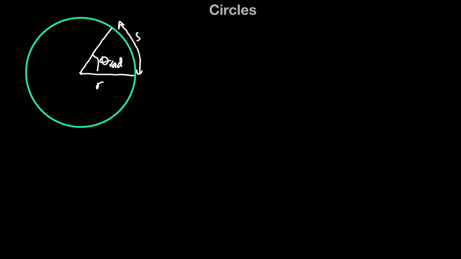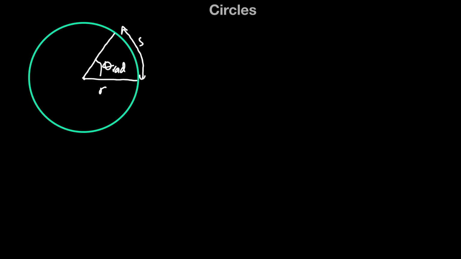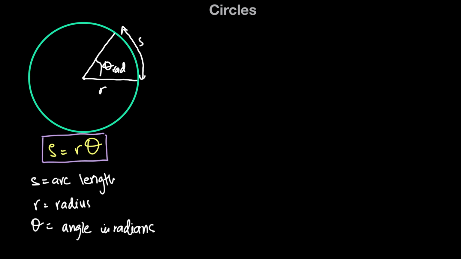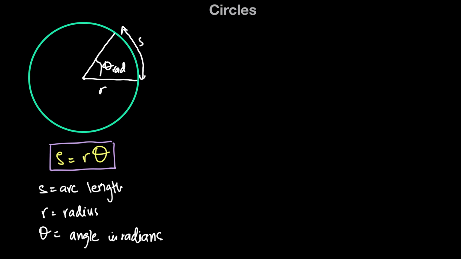Hey guys, so in the previous video we learned that for a circle like this, if we were to measure the angle subtended from the center in radians, we can say that the angle in radians is the ratio between the arc length s and the radius r. And it gave us the following expression. We said that s is equal to r theta, where s is the arc length, r is the radius, and theta is the angle in radians.